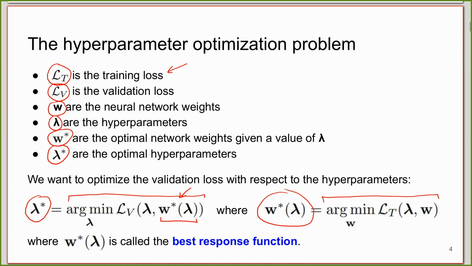Okay. As I said, this is called a bi-level optimization problem, and it's kind of complicated because the value of the validation loss, when we evaluate it, is going to depend on the hyperparameters through W star. And that's going to create some difficulties when we try to solve this problem. This W star is called the best response function, and it just represents the optimal weights for a particular setting of the hyperparameters.